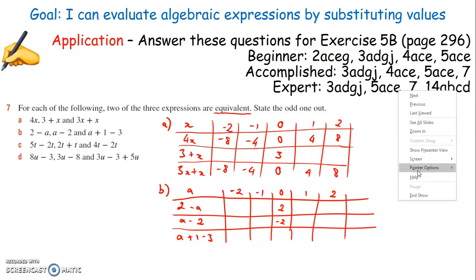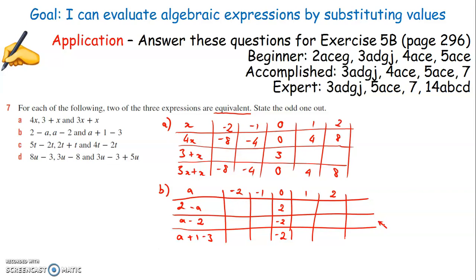Now the last one here, we've got A plus 1 minus 3. So we have 0 plus 1. Well, that's 1. 1 minus 3 is -2. So that means the second and the third expressions are equivalent to each other. And I should do the same for this one as well. So for A, the first and the third are equivalent.